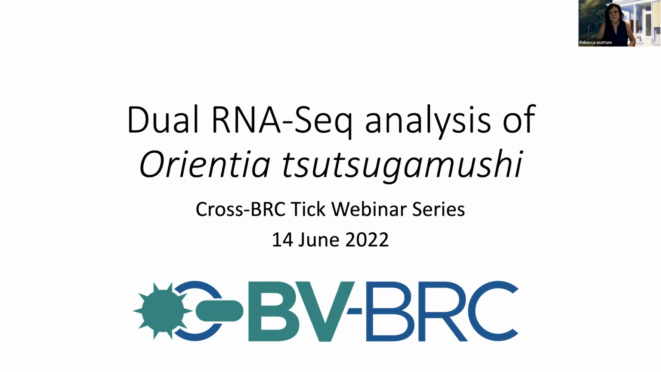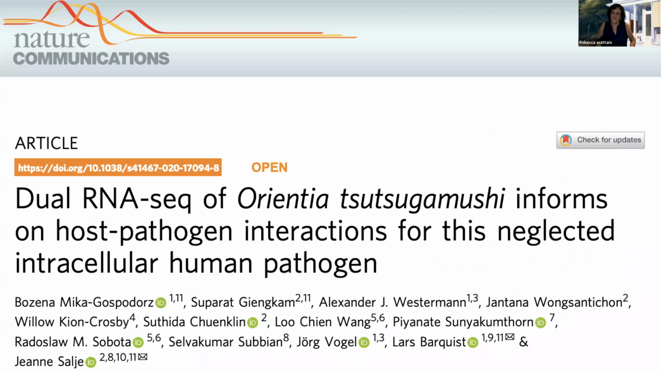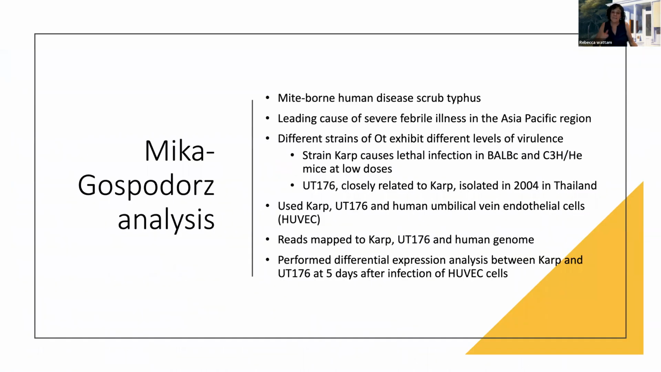This is dual RNA-Seq analysis of Orientia tsutsugamushi, and I can already hear it: Orientia tsutsugamushi is not transmitted by ticks, but it is transmitted by mites. So it's close, right? They're both arachnids. This was a dual RNA-Seq example, and I was just so thrilled that I was able to do it that I wanted to show it to you guys too.